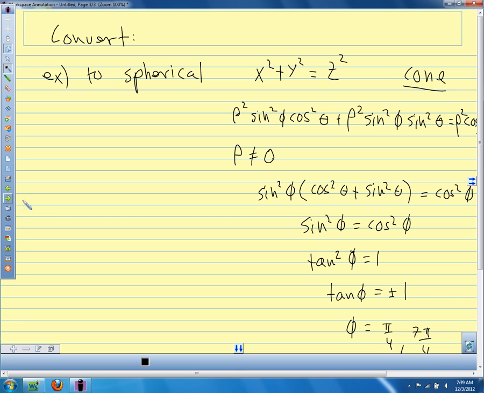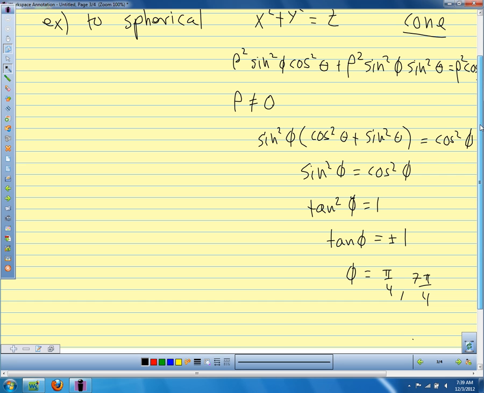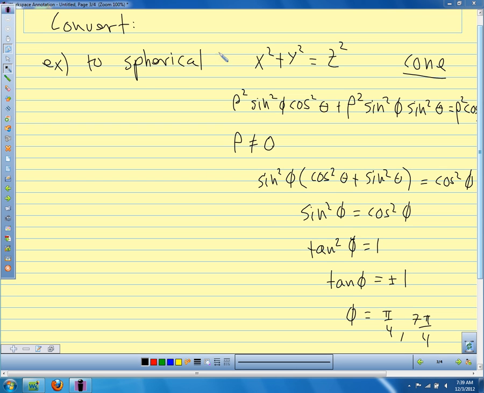All right. Let's look at another example. We want to convert to spherical. So in this last example, we're not looking for a point. We wanted to convert this equation. We wanted the equation of this surface in spherical coordinates.